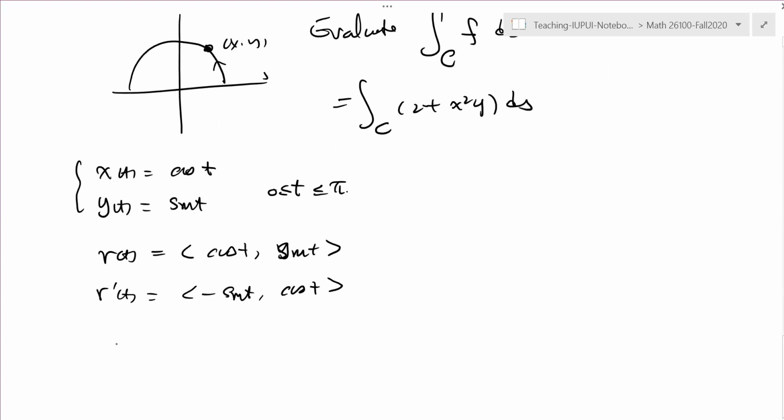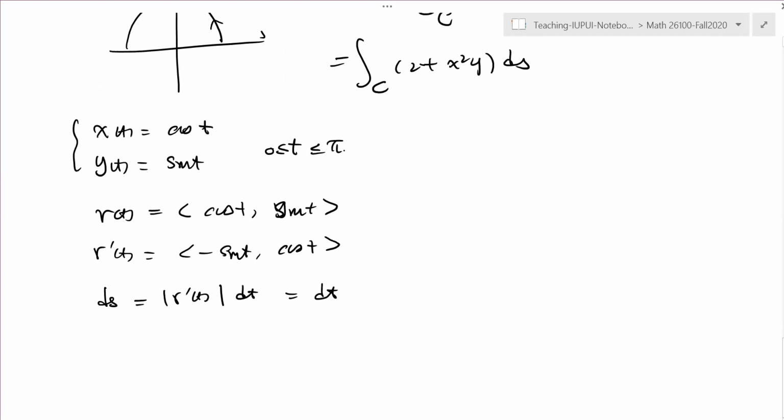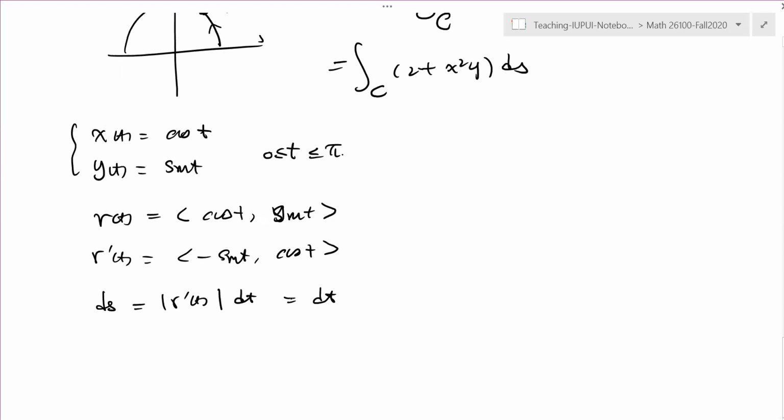Then ds is going to be the length of the tangent vector multiplied by dt, which is just equal to 1, so just dt. Because this is a unit vector, the length of r prime t is 1. It's obvious.